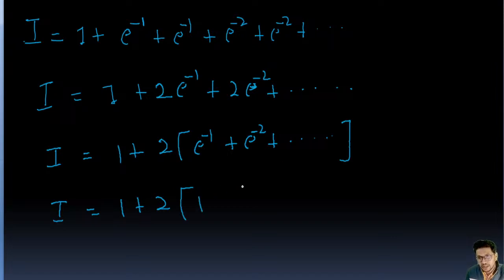subtract 1 in this expression, so that is not going to change this expression, right? So we can write e to the power 1 plus, we have added 1, e to the power minus 1 plus e to the power minus 2 plus so on, and minus 1 we have subtracted, right? So this is not going to change the expression, so it is going to be I equal to 1.